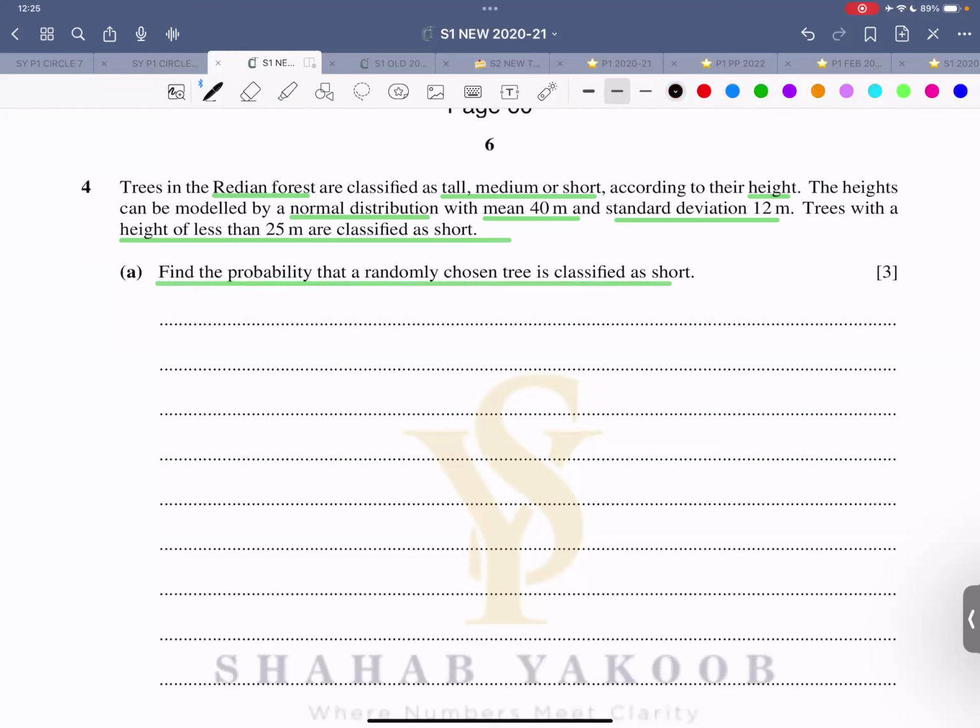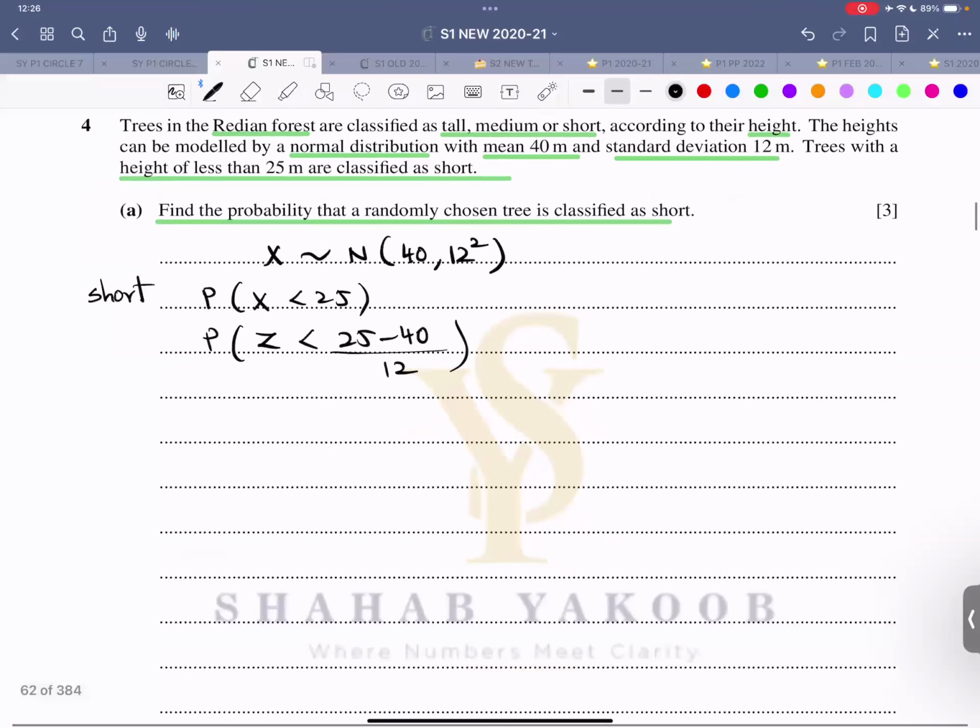First of all, state the distribution. X follows a normal distribution 40, 12 square. Variance goes over there. Probability X less than 25 is classified as short. So let's calculate the probability. Probability Z is lesser than 25 minus 40 divided by 12. I want all of you to grab your calculator so that you can work alongside me. And this is 15 over 12, which is a nice smooth number. Z is lesser than negative 1.25.